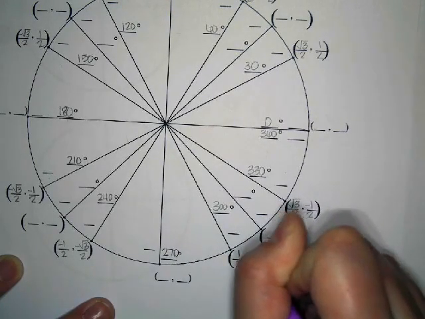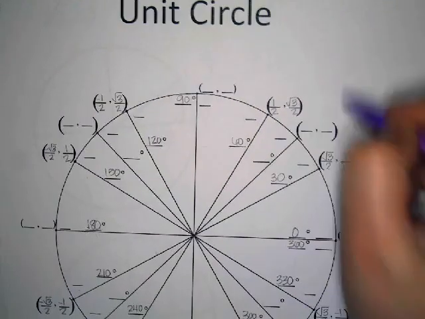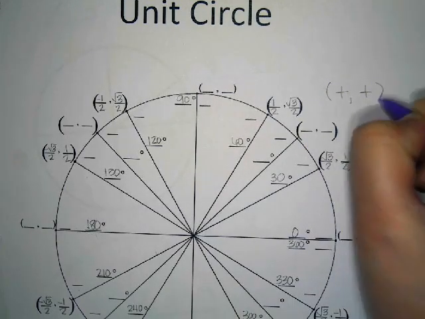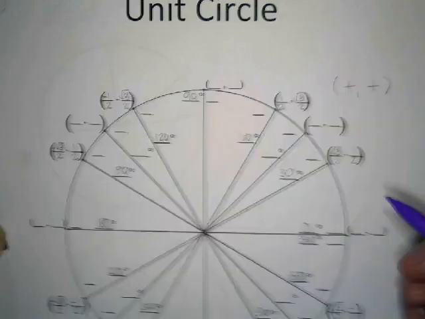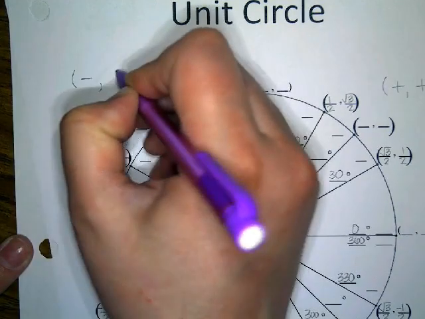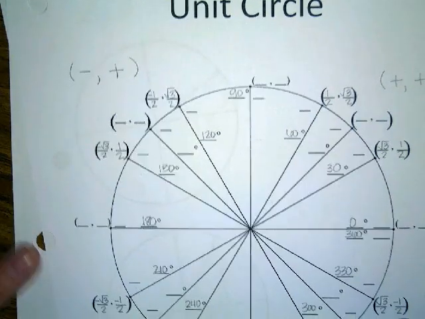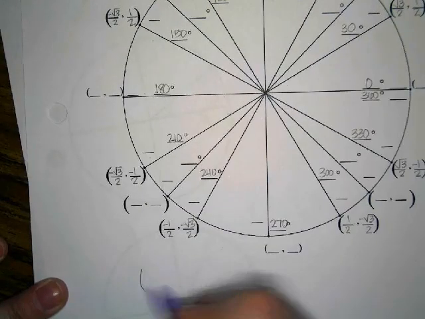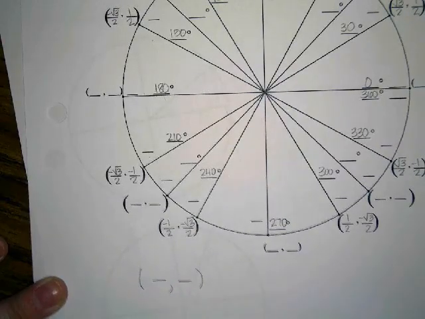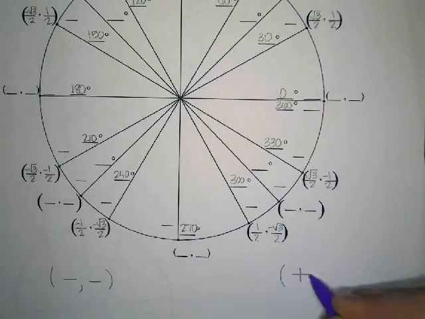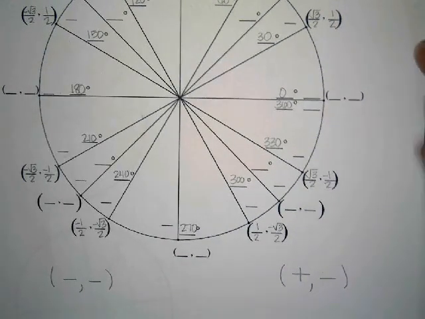Okay, so one thing that might be helpful is to write down what the signs are for each quadrant. So positive x, positive y for quadrant 1. We go left and up for quadrant 2, so negative for x, positive y for quadrant 2. Quadrant 3 is left and down, so negative for x, negative for y. And then quadrant 4 is to the right and down, so positive for x, negative for y. So that can be beneficial in helping to make sure that your signs are correct.